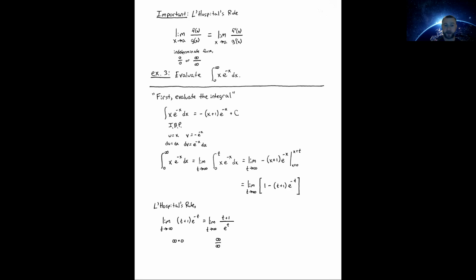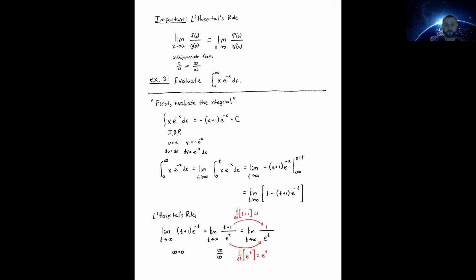We can easily rewrite that. Notice the negative exponential, e to the negative t, a negative exponent, you can flip that into the denominator. At this point, we now have a fraction, and we can apply L'Hopital's rule, differentiating numerator and denominator individually. All right, here the variable is t, so we're going to be differentiating numerator and denominator with respect to t, and the derivatives are rather simple. The numerator differentiates to 1, and then the denominator differentiates to e to the t.